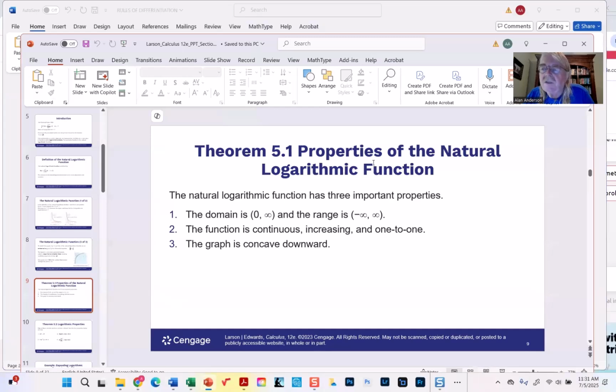It's continuous, it's increasing, and it's one-to-one. If you remember what that means, it means when x increases, the function always increases without any exceptions. And it's also concave down, meaning that the second derivative is negative.